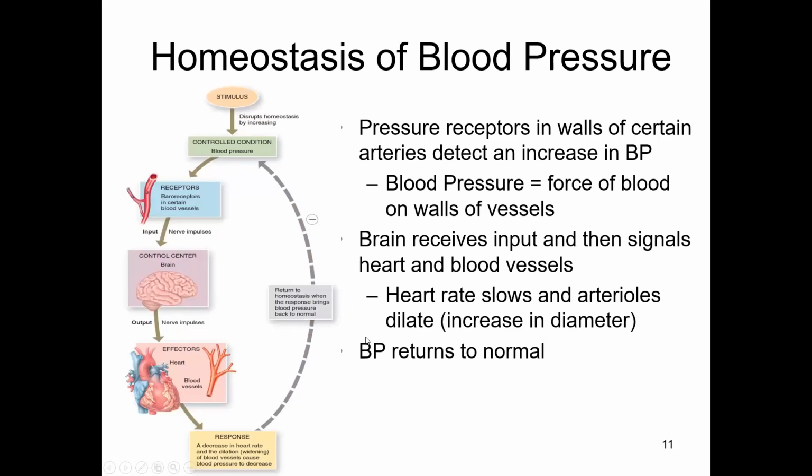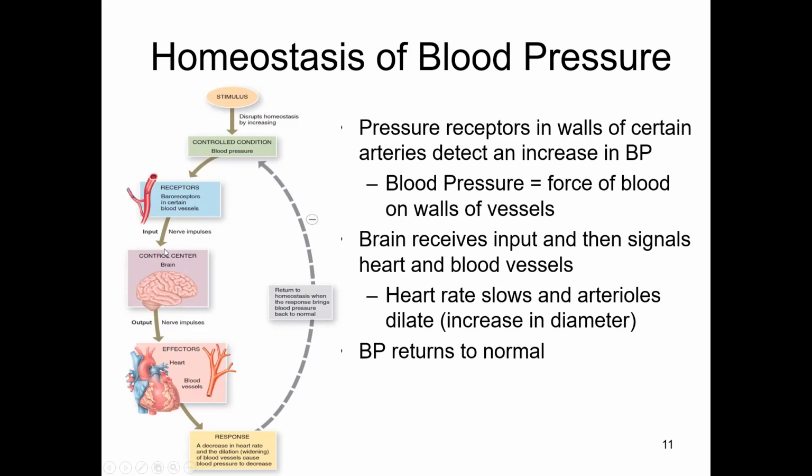The best way to illustrate this is to look at a few examples. So here is maintenance of blood pressure. The challenge here is an increase in blood pressure. This could happen for many particular reasons. We have receptors that measure blood pressure. These are called baroreceptors, located in some blood vessels, and they detect the stretch of the blood vessels. The higher the pressure, the more the stretch.